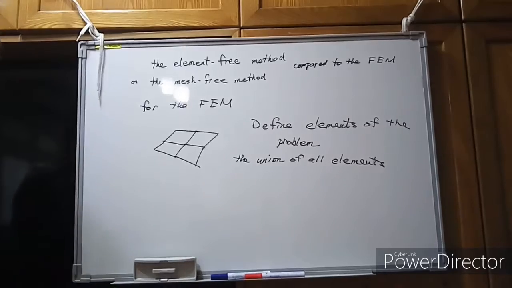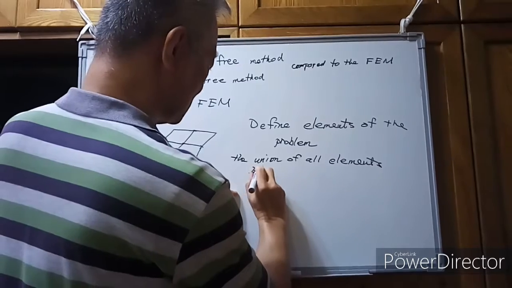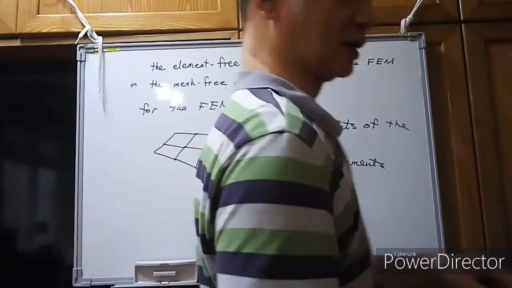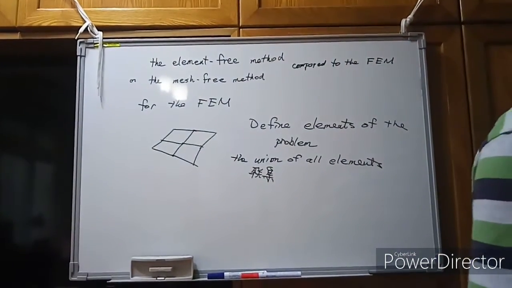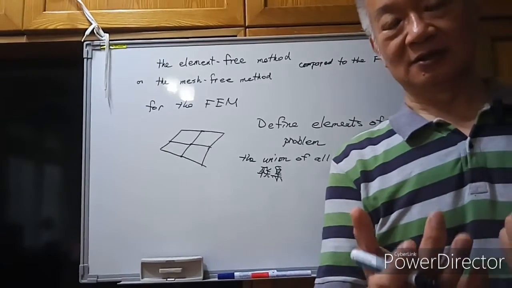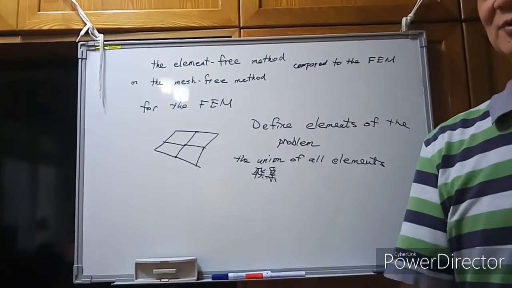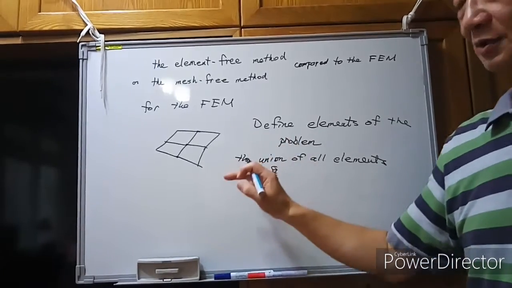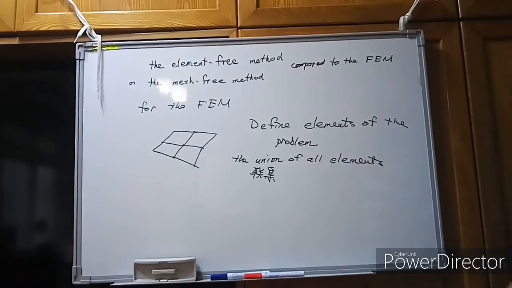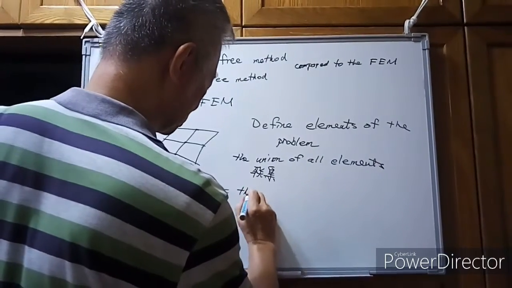the union of all elements. In Chinese, the union will be the lianji. Okay, remember in mathematics, if we define two subdomains, then we can define what is the union of these two subdomains. In Chinese, it is close to the definition of the lianji. Okay, the union of all elements must be the same as the entire structure.